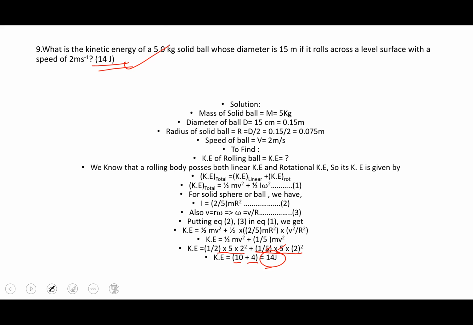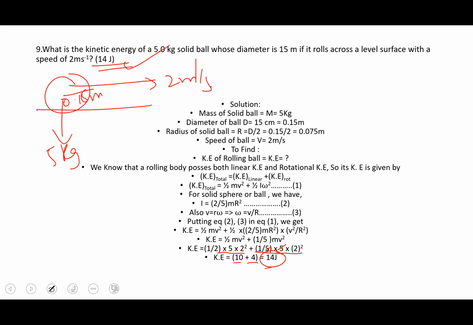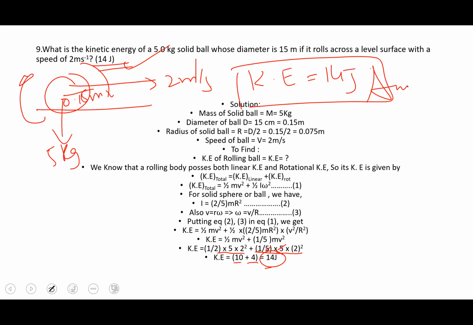That means when a body is moving with a radius of, let's say, 0.15 meter and has a weight of 5 kilograms and is moving with a speed of 2 meter per second, then the kinetic energy it possesses, both because of rotation as well as translation, is going to be 14 joule, and that is our answer as well.